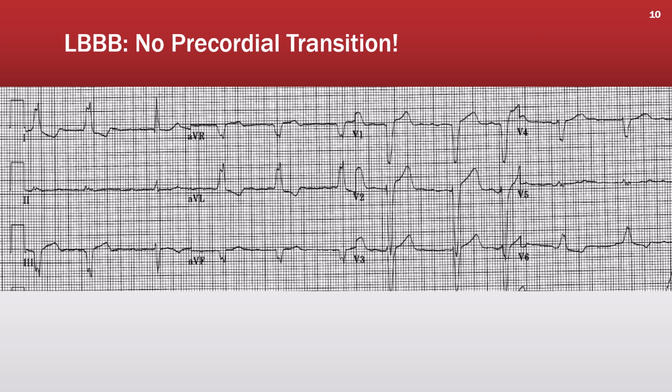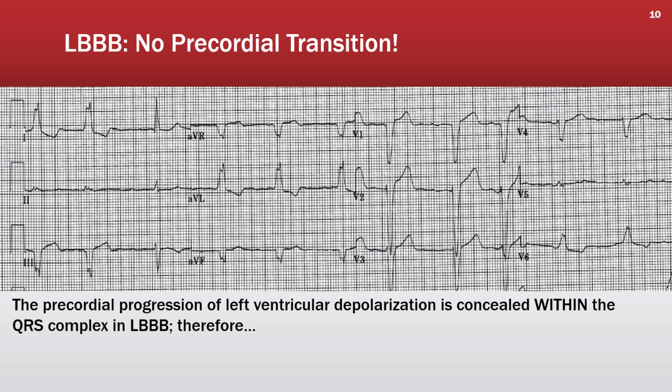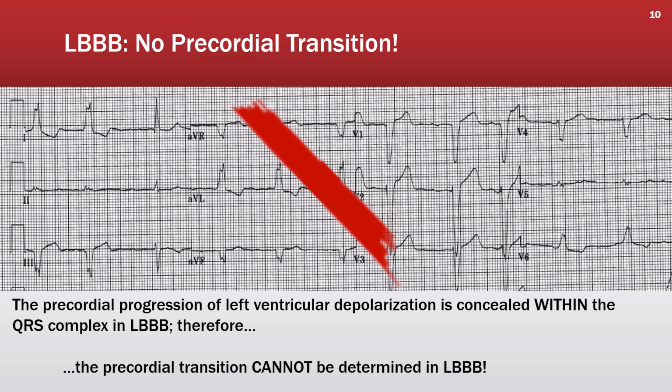Now, here we have an ECG with a left bundle branch block. This presents a major problem. The progression of the left ventricular depolarization is concealed within the QRS complex in left bundle branch block. Therefore, the precordial transition cannot be determined in left bundle branch block. If you have a left bundle branch block, don't worry about the precordial transition. You cannot determine it.